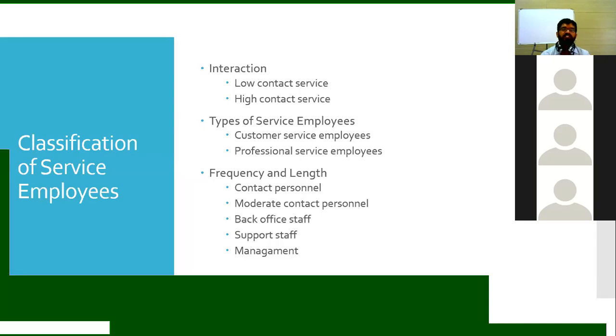Whereas professional service employees are your doctors and lawyers or engineers or consultants, who should have in-depth knowledge about whatever services they are providing. So those are called professional service employees, who are professionals basically. That is how you classify the employees on the basis of types of service employees. Whether it is a customer service employee where minimum technical skills are required, but a good amount of interpersonal skills is required, whereas in case of professional service, in-depth technical knowledge about that particular field is required, and you also need to have proper interpersonal skills to talk to the customers. So that is what professional service employees are.